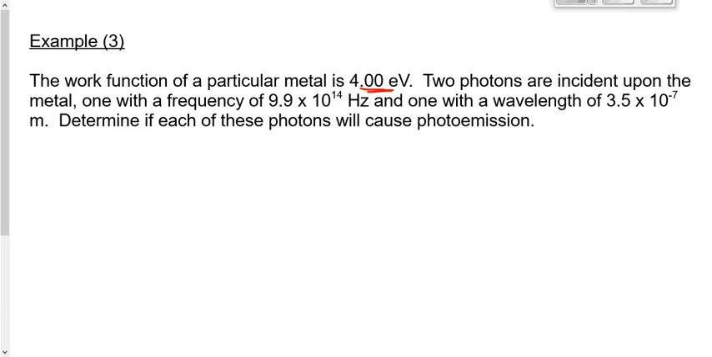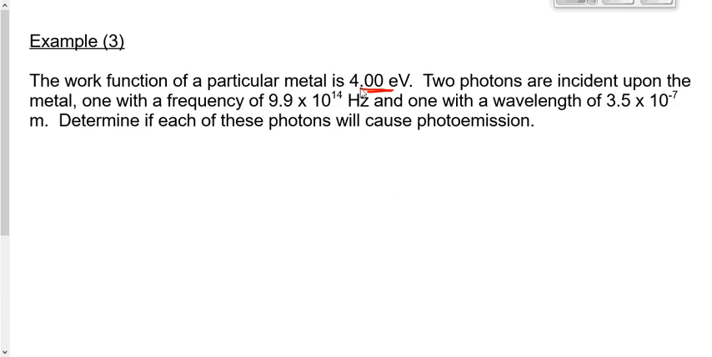Now, we see 2 photons incident upon the metal, one with a frequency of 9.9 times 10 to the 14, one with a wavelength of 3.5 times 10 to the minus 7. Are each of these photons going to cause emission? Maybe one is, maybe one isn't. Maybe they both are. Maybe neither one is. How are we going to go about solving this?